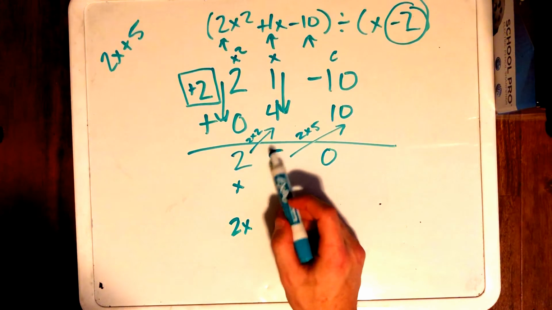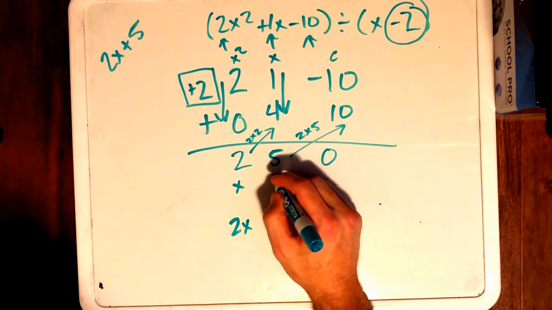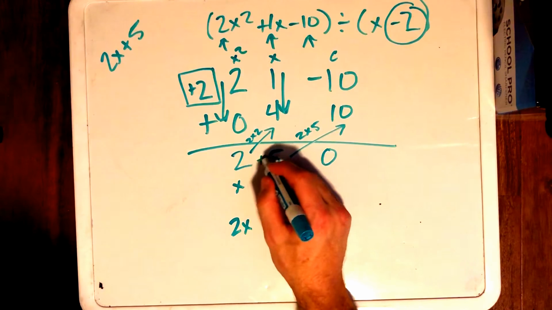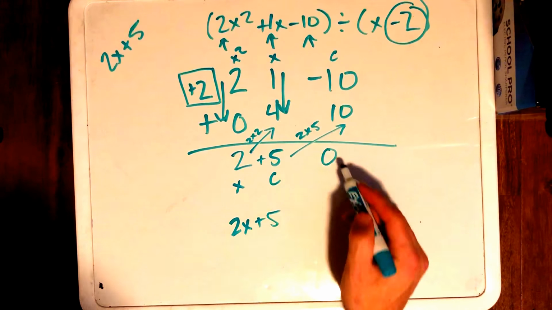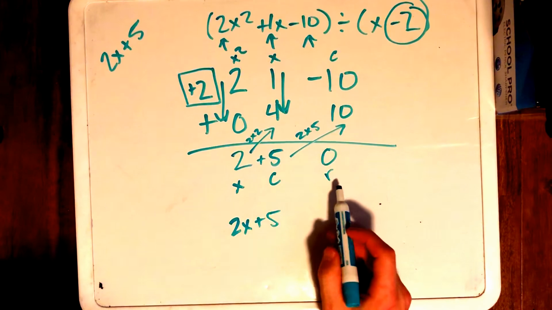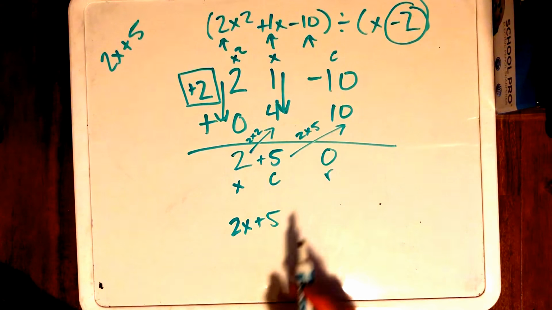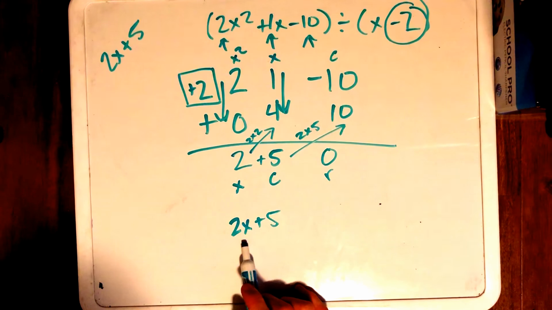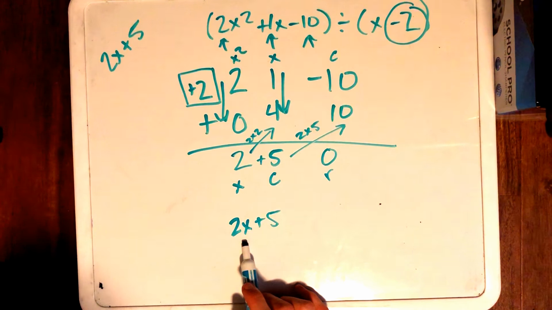And then we have our 5, and this is now our constant because it shifted 1 column to the left, and it's a positive 5, so we're going to put plus 5. And then this number would be our remainder, but we don't have a remainder for this one. And so if you look, this was our answer when we long divided, and this is our answer now that we've synthetically divided. So as you can see, we get the same answer.